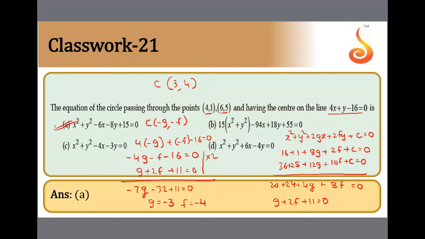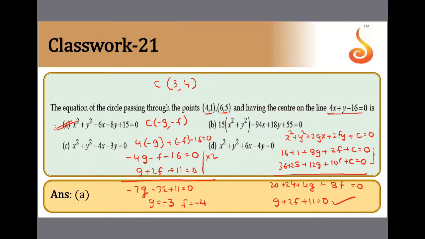No, I have not replaced x by minus g, because x square plus y square plus 2gx plus 2fy plus c. It passes through (4, 1). Substitute (4, 1). Substitute (6, 5). You get two equations. Solve these two equations, you get this equation.